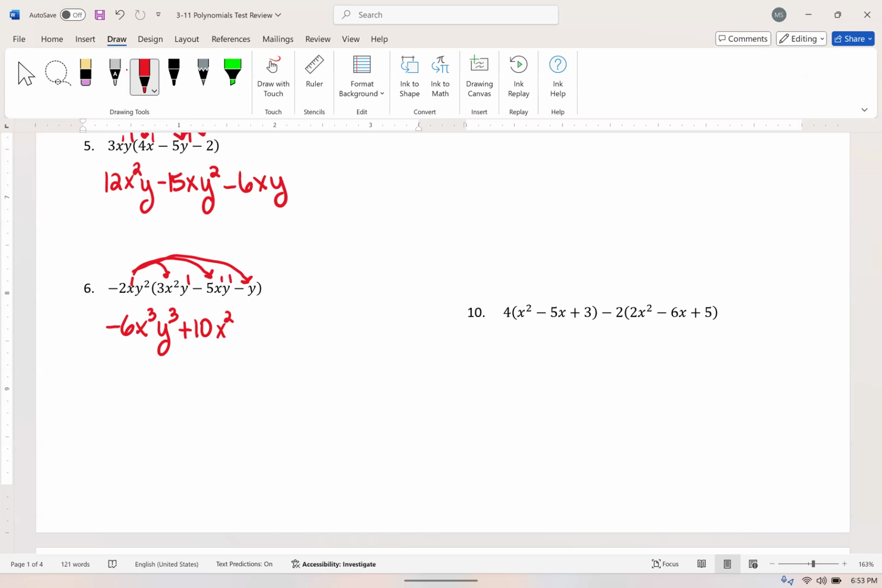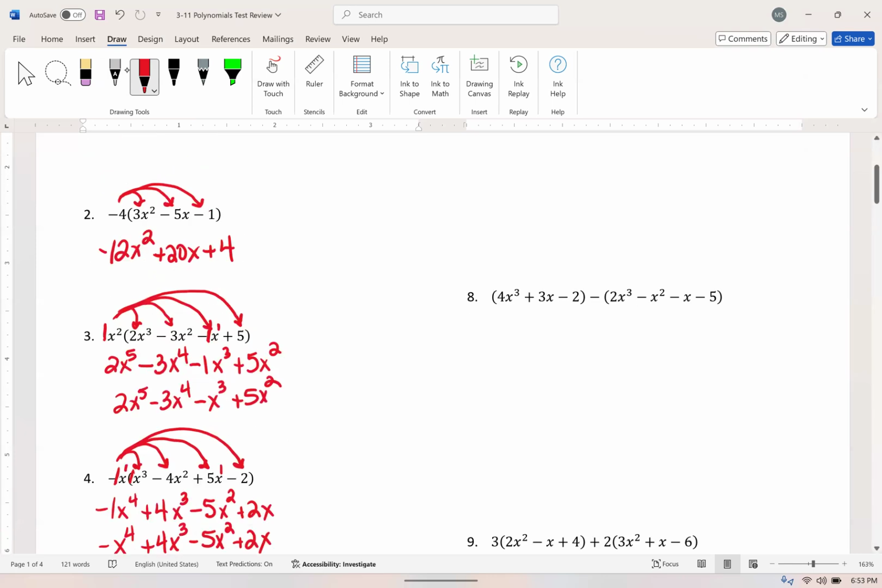Y to the second times y to the first is y to the third. And then finally, remember there is a negative 1 right here. So negative 2 times negative 1 is positive 2. There is an x, and then y to the second times y to the first. That's y to the third. All right, let's continue moving on to number 7.